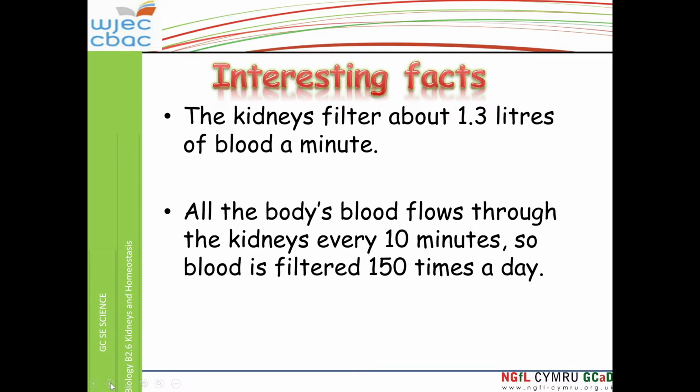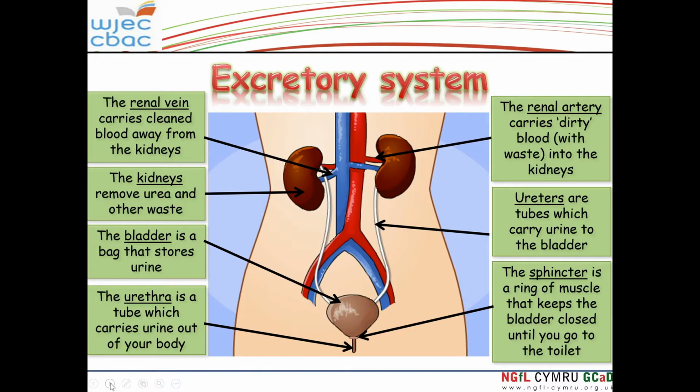So basically your blood is filtered about 150 times a day to remove all this excess urea that could build up and poison your body. So this is what our excretory system looks like, and this is what WJEC require you to be able to label. So we can see our diagram of the kidney.